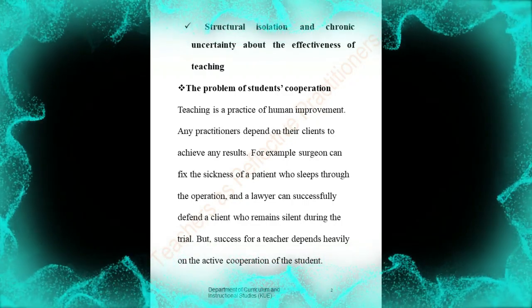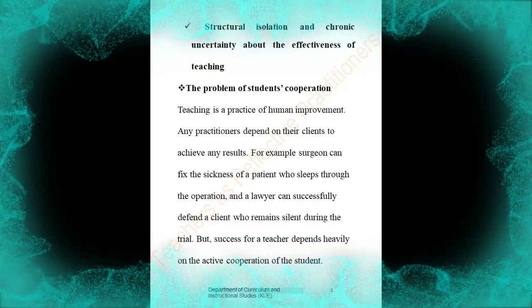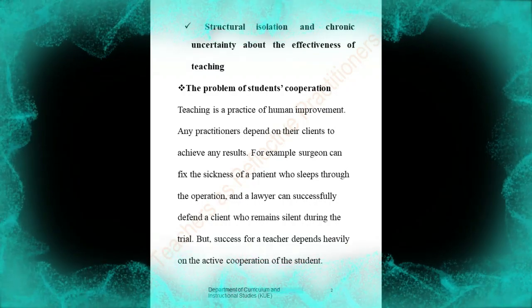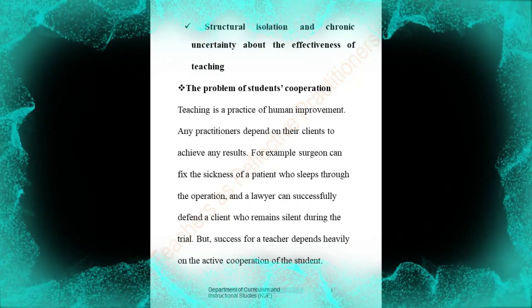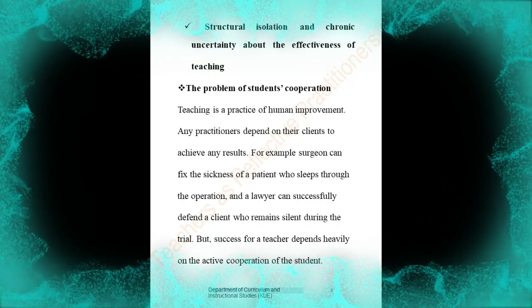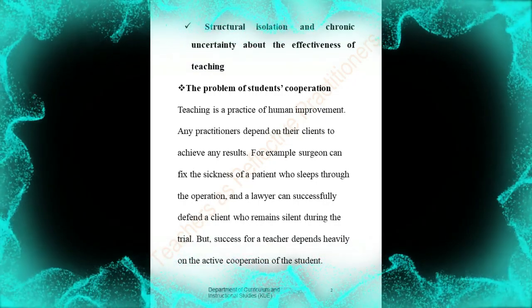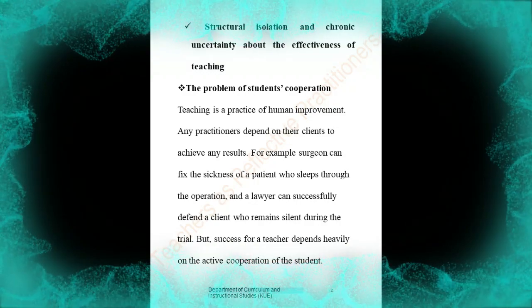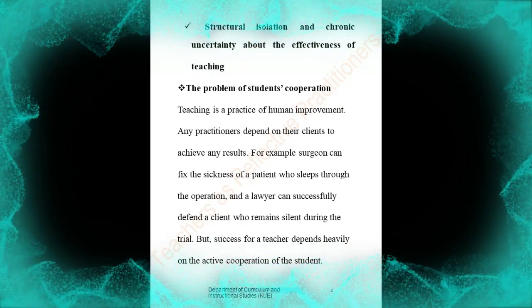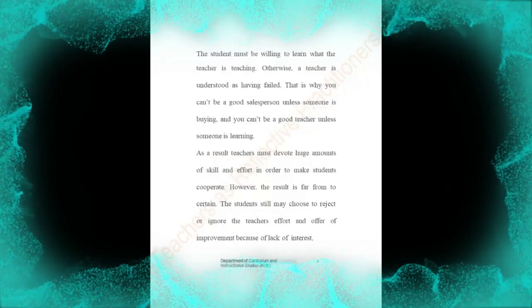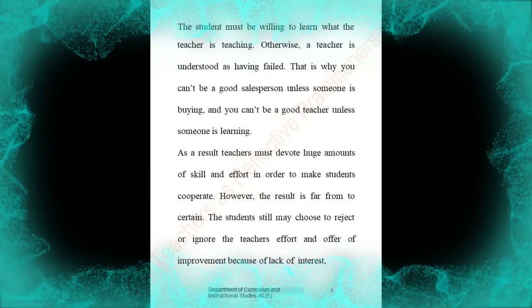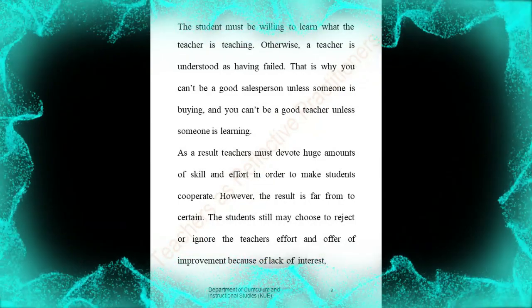The problem of students' cooperation. Teaching is a practice of human improvement. Any practitioners depend on their clients to achieve any results. For example, a surgeon can fix the sickness of a patient who sleeps through the operation, and a lawyer can successfully defend a client who remains silent during the trial. But success for a teacher depends heavily on the active cooperation of the student. The student must be willing to learn what the teacher is teaching. Otherwise, the teacher is understood as having failed.